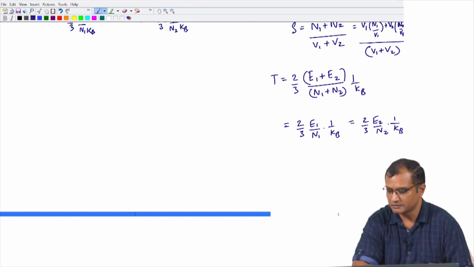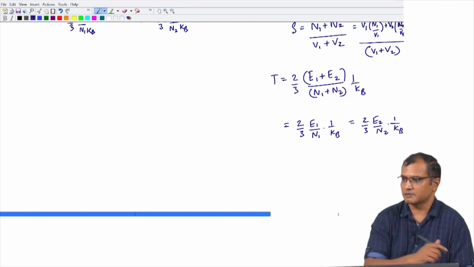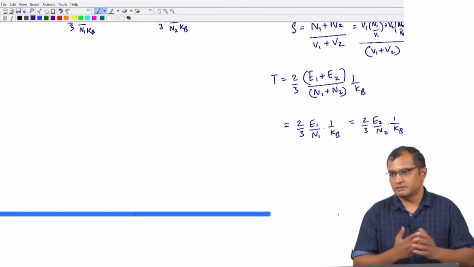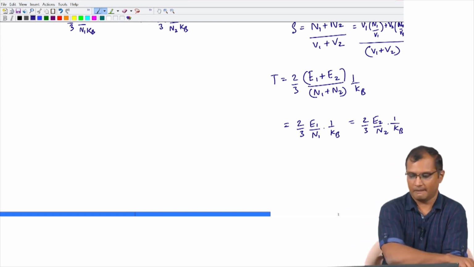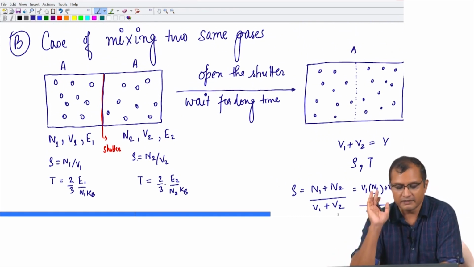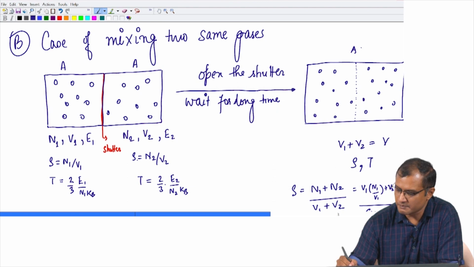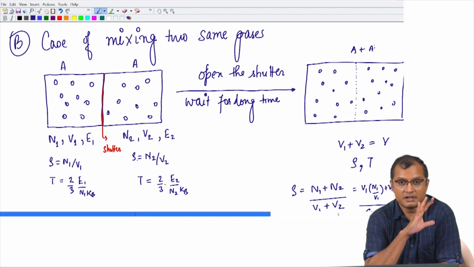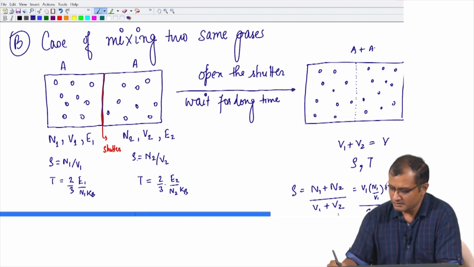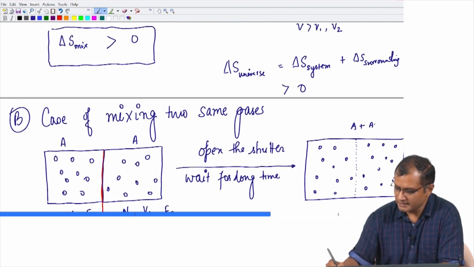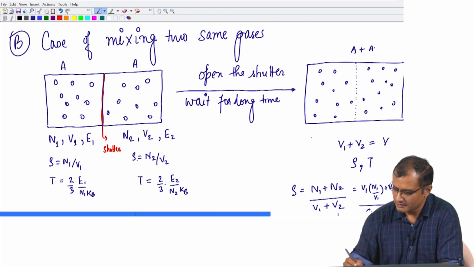You can do the same trick. You can multiply the first term by 1 by N1 and the second term by 1 by N2, just the same trick. So, now when you look at the final configuration, when A plus A has been mixed, you see that this is a reversible scenario, in the sense that the final state, I am going to write down here, is a state of completely reversible mixing.